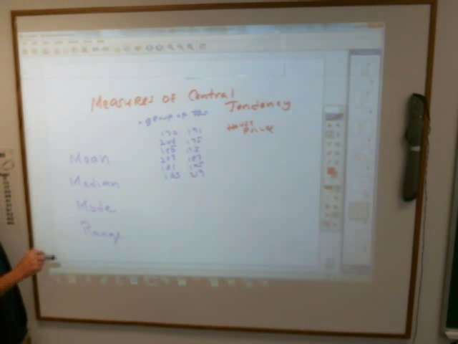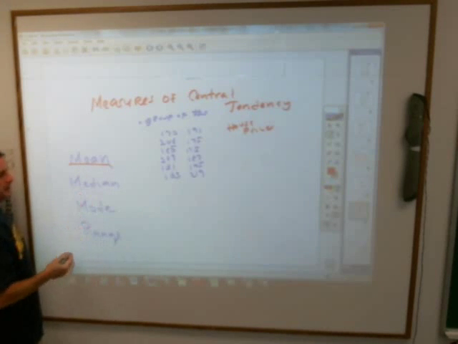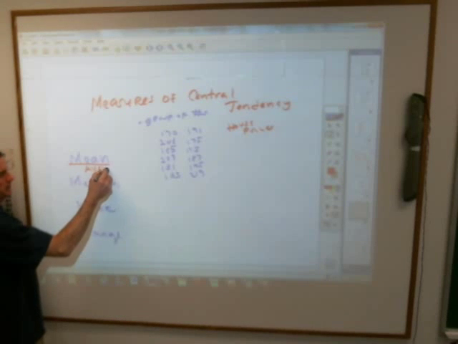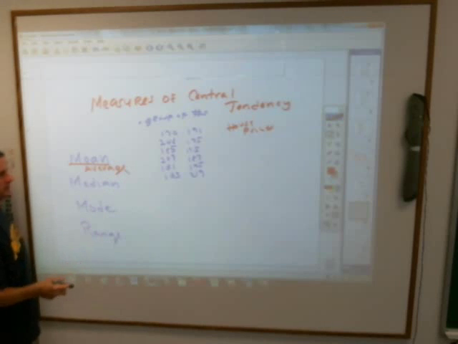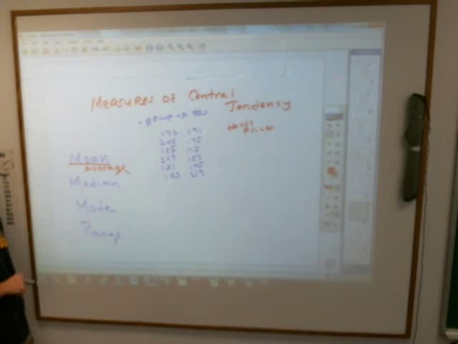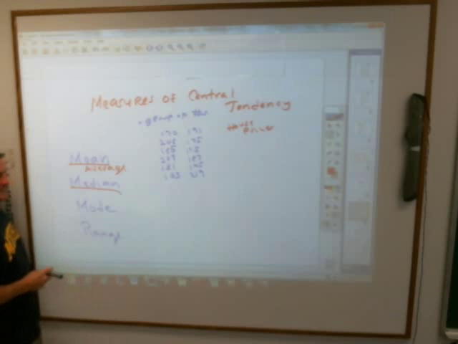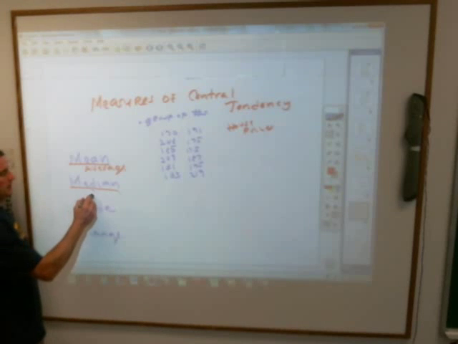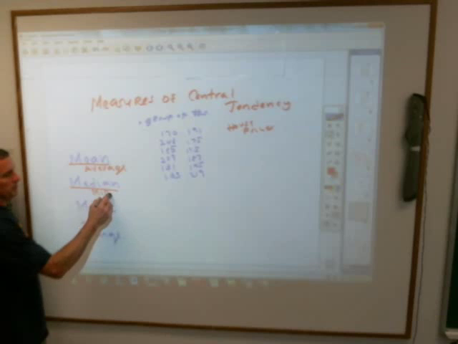First of all, the mean, if you see the word mean, it is the average. And I'm sure you all know how to do average. To do average, you add them all up and then divide by how many are there. I'm not going to take the time to do that because we don't have that kind of time. Median. Anybody remember what the median is? It is the middle number.